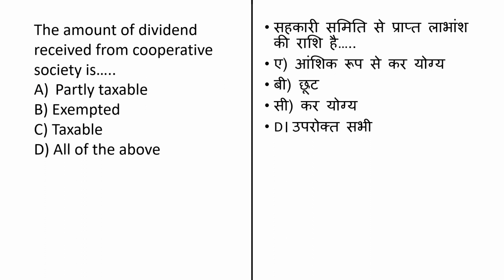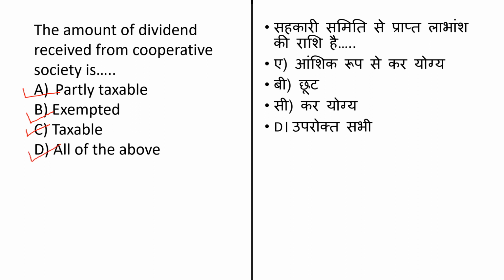The next question here is: the amount of dividend received from a cooperative society is, and the options given are: partly taxable, where up to a certain limit there will be no tax and once that limit is crossed you have to pay the tax; second, exempted, where whatever amount you receive will not be taxable; third, taxable, where whatever amount you receive you have to pay tax on; and the last option is all of the above.